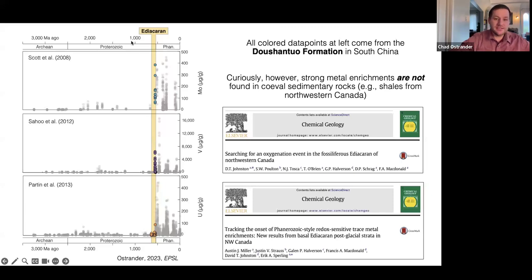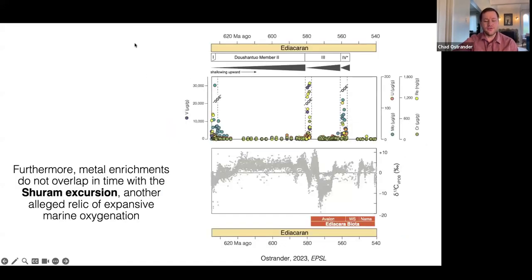However, the reason it pulls in so much debate is that these trace metal enrichments are only found in the Doushantuo Formation from South China. If you go to other locations, for example, northwestern Canada, you don't find these trace metal enrichments at all, which is kind of curious. Furthermore, when you look at other geochemical trends that are interpreted by many as evidence of widespread oxidation, they don't seem to align in time.